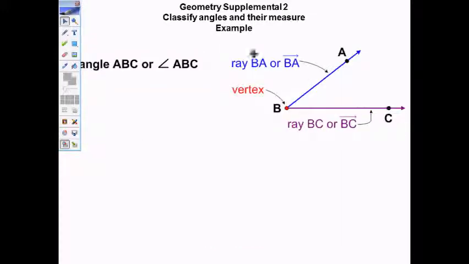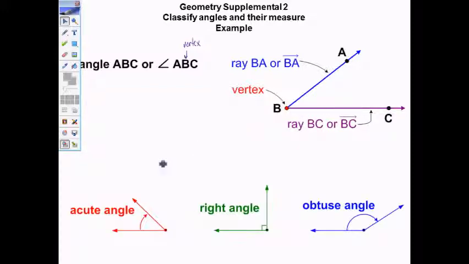Okay, so examples. If we have these angles. This is angle ABC. That's an A there. Or angle ABC with the vertex in the center. Ray BA and ray BC make the angle ABC. Right. Examples of the vocabulary, we have an acute angle, a right angle, and an obtuse angle.